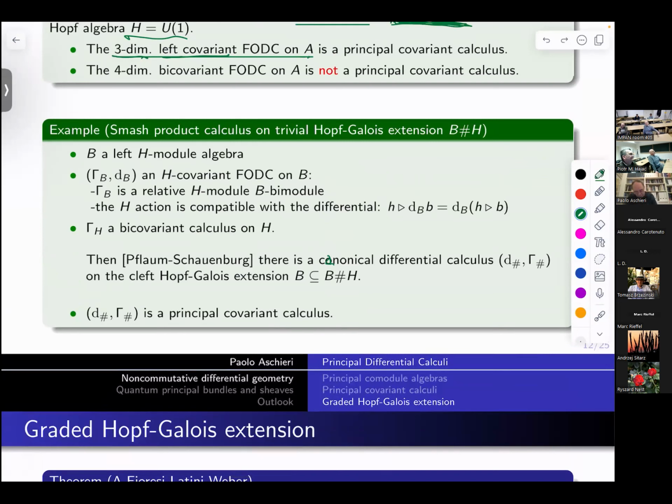Sorry. Yes, cleft is more than. I said it, this is smash. So this is a cleft Galois extension, but it's a trivial Galois extension. And I should bear in mind, cleftness is much more than. Yes, multiplicatively cleft. Exactly. It's multiplicatively cleft. The cleaving map is an algebra map.